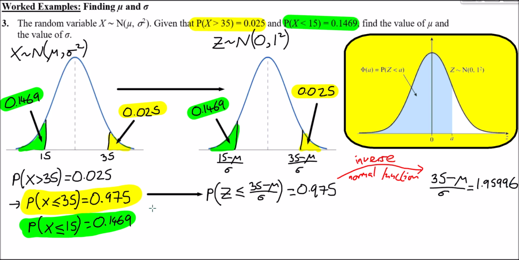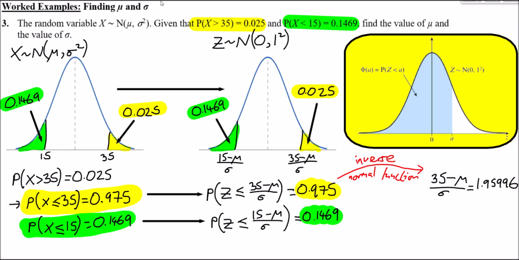Whereas for this one, again coding it to the standard normal, we're wanting the probability of z, again 15 codes to 15 minus mu over sigma for the standard normal, we're wanting that to be 0.1469. Okay, so that's where the probabilities are coming from. And again, the same way, we can use the inverse normal function to find the required value of 15 minus mu over sigma.